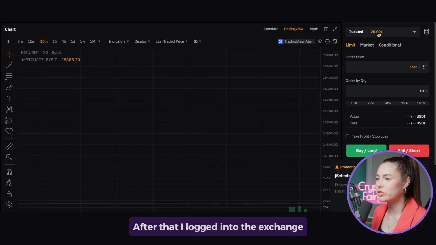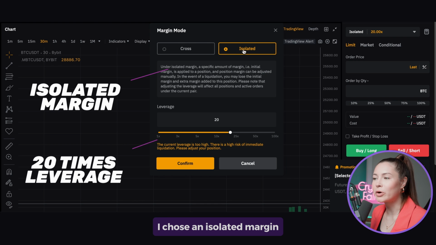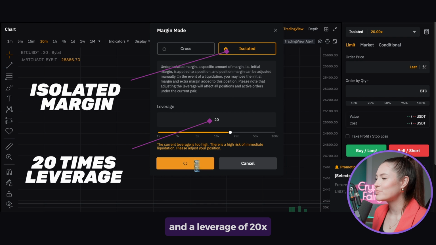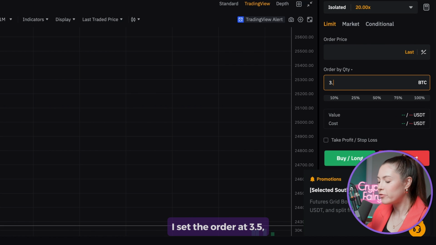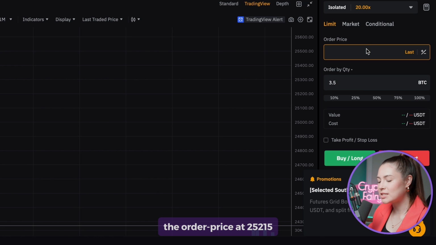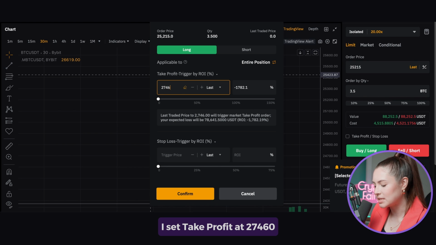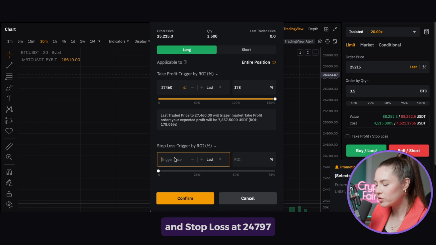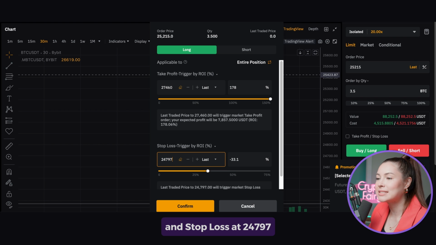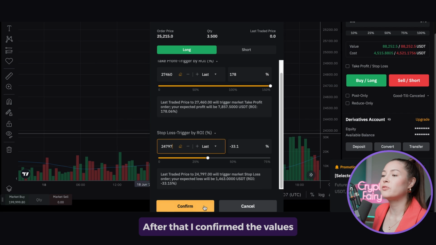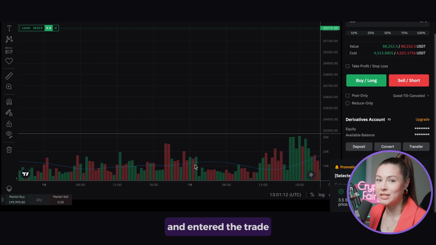After that, I logged into the exchange. I chose an isolated margin at a leverage of 20x. I set the order at 3.5, the order price at 25,215. I set take profit at 27,460 and stop loss at 24,797. After that, I confirmed the values and entered the trade.